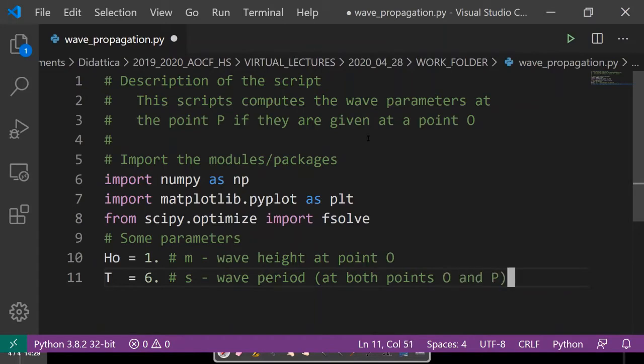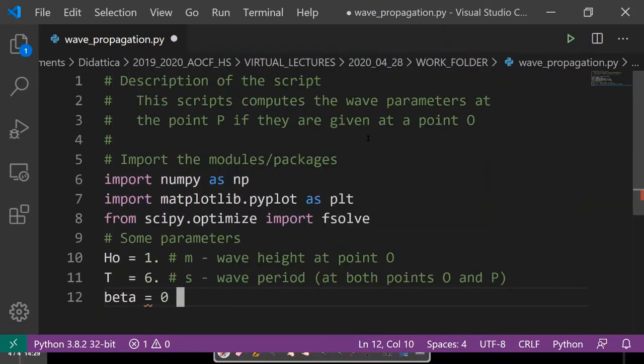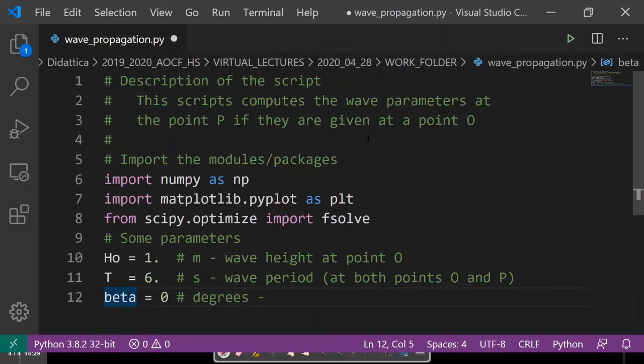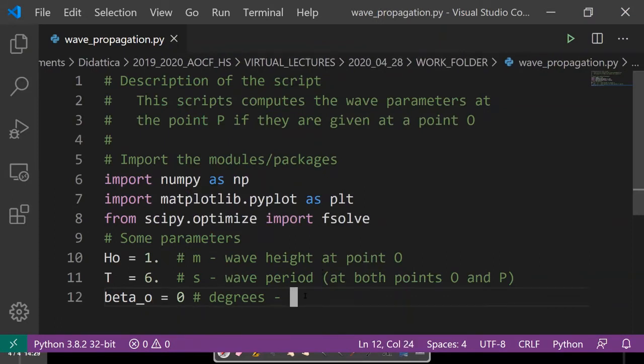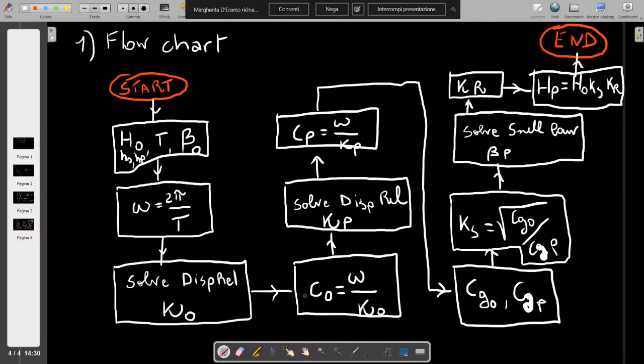Also, we need to define the wave direction at the location offshore, just for example. Then we use also the subscript O, and then we can write wave direction at point O. Just for now, we leave beta O equal to 0.